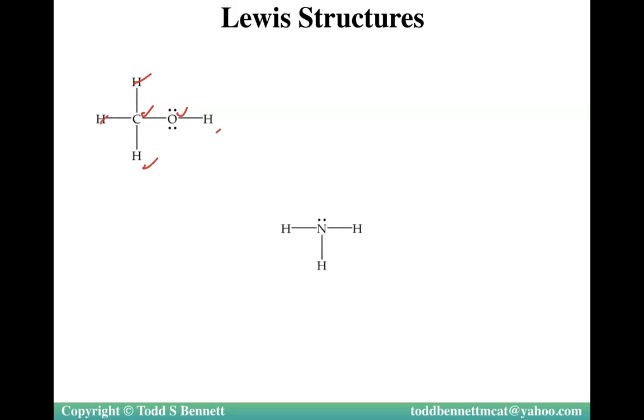Perfect. Okay. Let's see if ammonia is correct. Nitrogen makes 1, 2, 3 bonds. So nitrogen's good because of the lone pair. Each hydrogen makes 1 bond. Perfect Lewis structure.